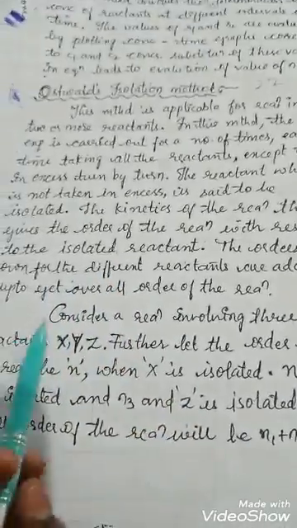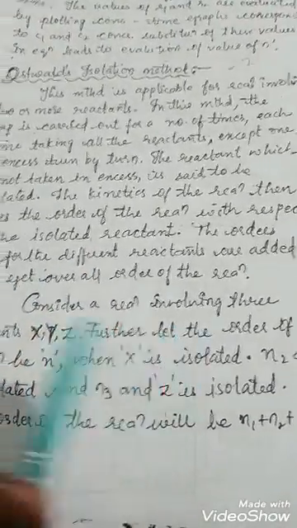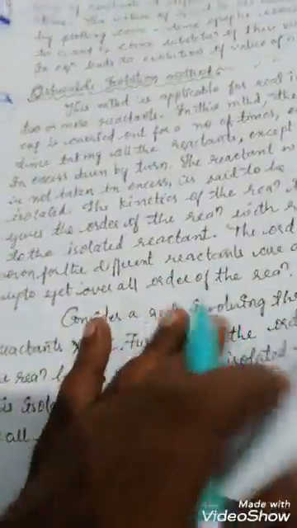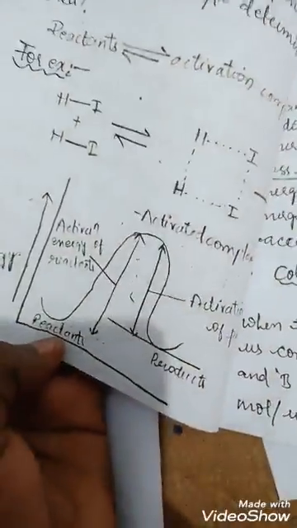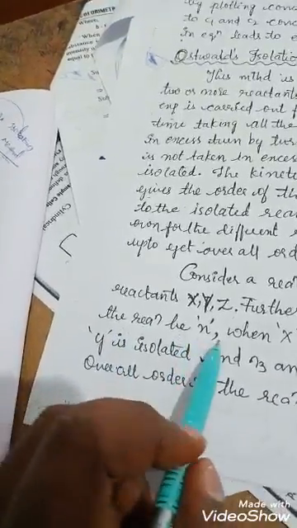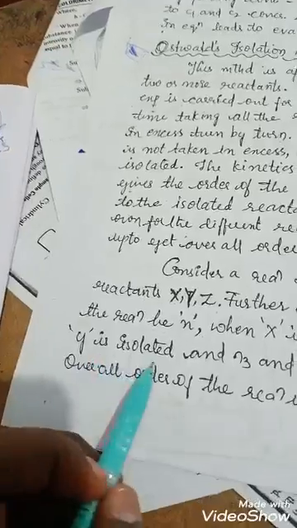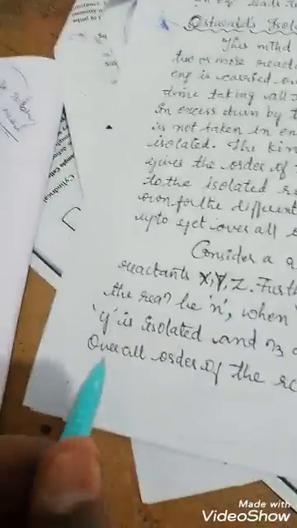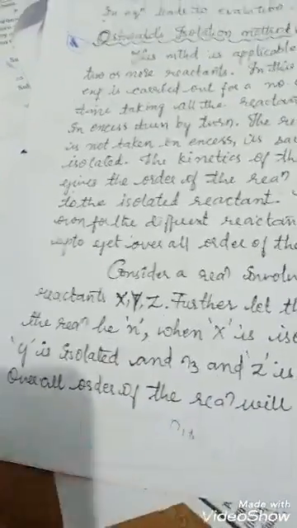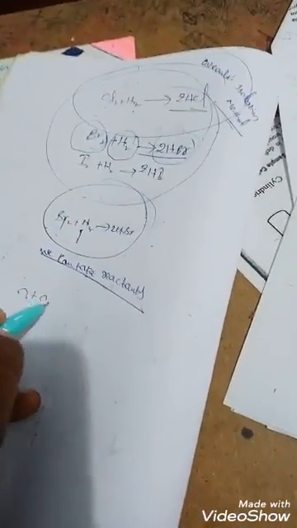Consider a reaction involving three reactants X, Y, Z. Further, let the order of the reaction be N1 when X is isolated, N2 when Y is isolated, and N3 when Z is isolated. The overall order of the reaction will be N1 plus N2 plus N3.